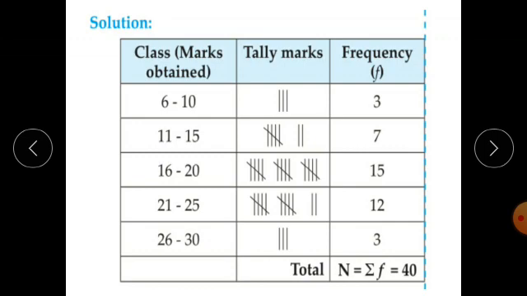And class width: 10 minus 6 is 4, 15 minus 11 is 4, 20 minus 16 is 4, 25 minus 21 is 4 and 30 minus 26 is 4. So for all classes class width is same.